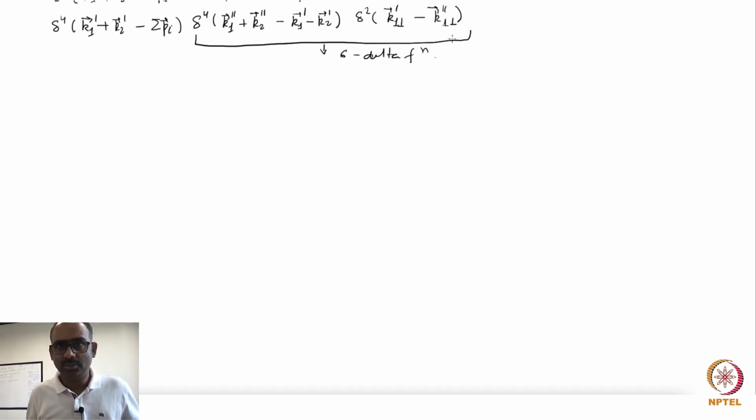First I am writing what you get from these delta 2. I am just expanding delta 2. Instead of using vector notation, I will write in components. So this is delta of the k1 prime x component minus the k1 double prime x component. See, this is a vector equation: k1 prime perpendicular minus k1 double prime perpendicular equal to 0. That is when the delta function hits. That is a vector equation. Let me write it down.